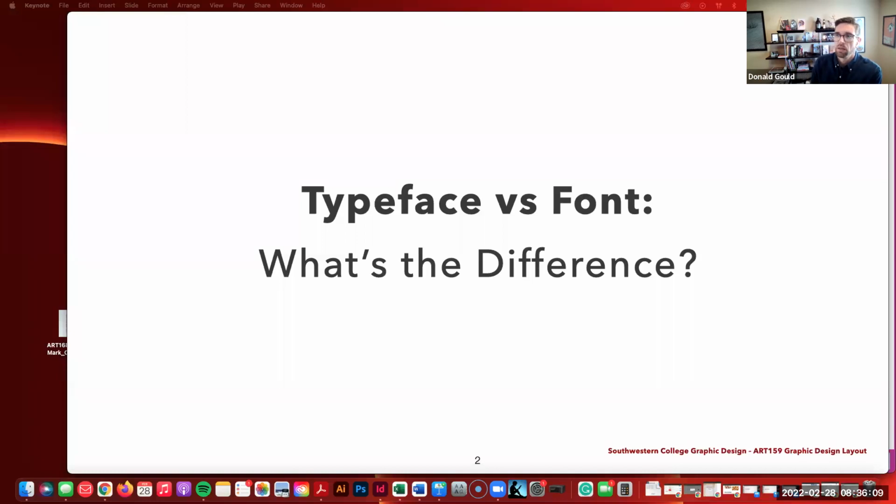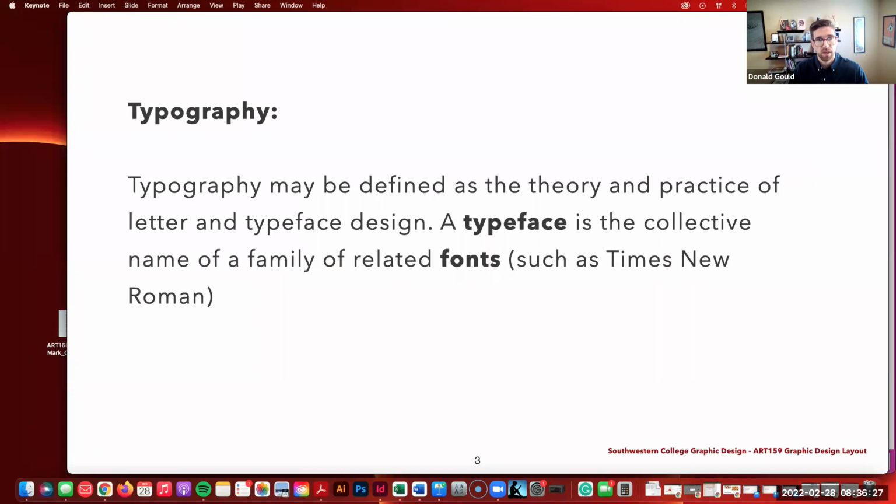You're on the right track there. What you started to talk about there, Christine, with the idea of typefaces and serifs and sans serifs, that is along the right idea. And really, when we're talking about these two different things, it is important to be able to create a distinction between the two. The best way to think about this is, typography is essentially defined as the theory and practice of letter and typeface design. So a typeface is the collective name of a family of related fonts.